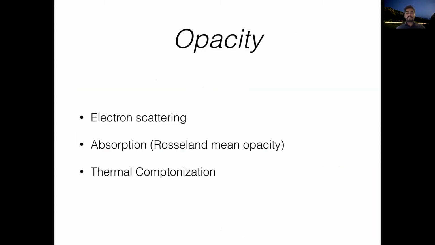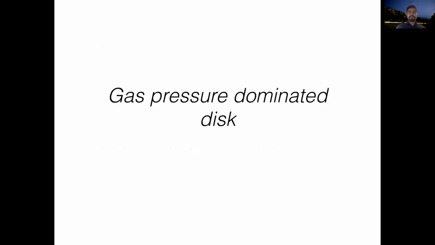Now we include the radiation transfer self-consistently, but with an approximation, this M1 closure, which you are probably all familiar with. The opacities are treated with electron scattering and absorption and thermal comptonization. And just to remind, these are optically thick flows. So I will start with the gas pressure dominated disk results.